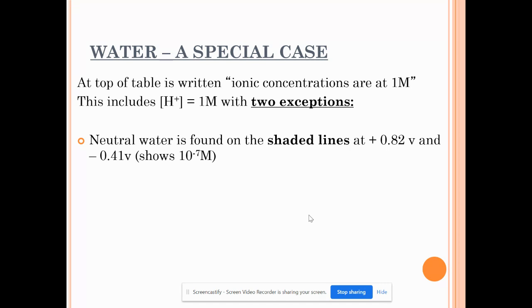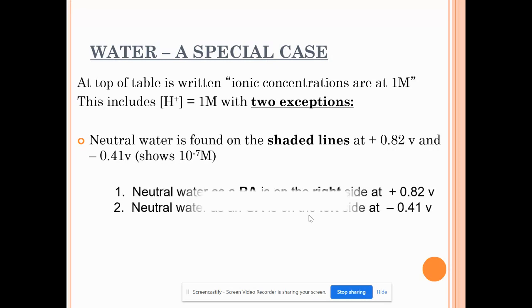All right. And you can see that shows 10 to the minus 7. If we remember back to our acid and base section, 10 to the minus 7, that is just a natural dissociation for water at room temperature. So that's 7.0 pH. So that's just the concentration of your H plus or your OH minus. So you see that 10 to the negative 7, and you know that it is neutral water. All right. So neutral water on the right side, 0.82 as a reducing agent, and neutral water as an oxidizing agent on the left at negative 0.41. Okay, so find both of those, right? You're going to be talking water. You have to compare it with both of them.